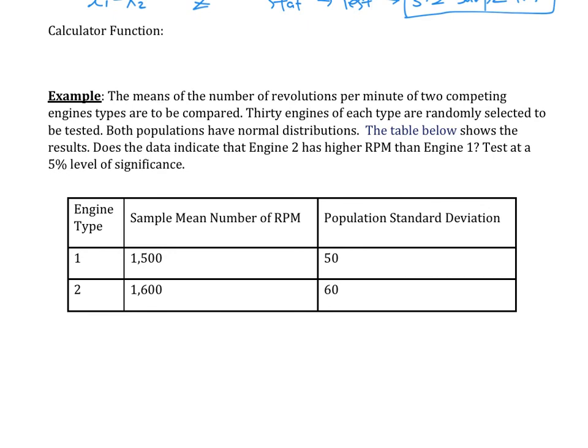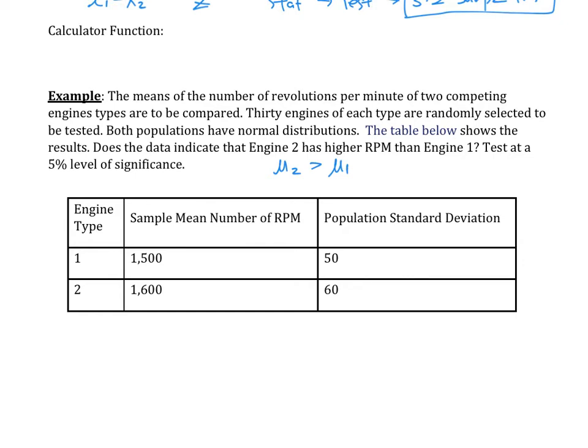Here we are comparing two engine types. So there's engine type 1 and engine type 2. If you look at the second to the last statement, does the data indicate that engine 2 has higher RPM than engine 1? So I'm going to translate that as, on average, does engine 2 have a higher RPM than engine 1? So here I'm going to do mu2 bigger than mu1. That's going to be our claim.